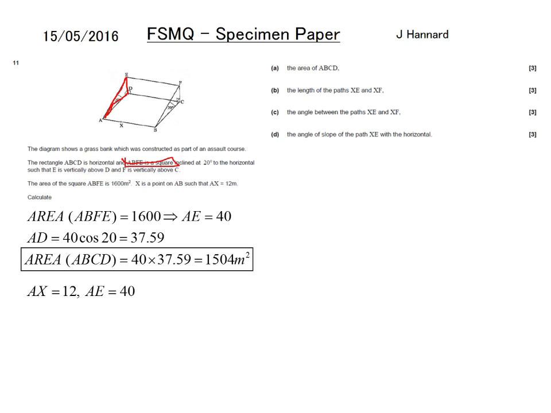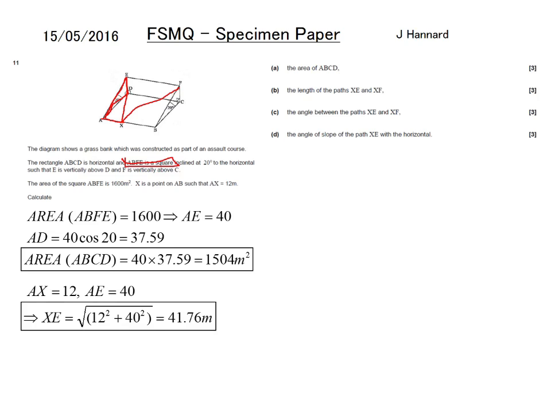Now then, the lengths of the paths XE and XF. XE is this line here that comes down. XF is that line there. AX equals 12, we're told that in the question. AE equals 40, we'll work that out in the first part. So XE must be the Pythagoras of the two sides that we know, because that is obviously a right angle there. It's really difficult to see over all those lines, but I hope you get the idea. Once you Pythagoras them up, you get 41.76.